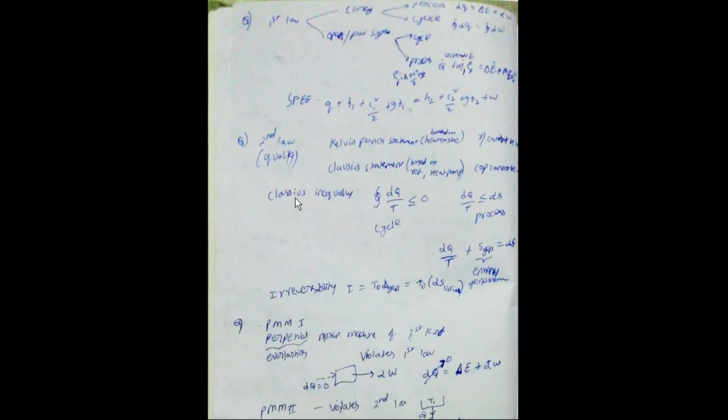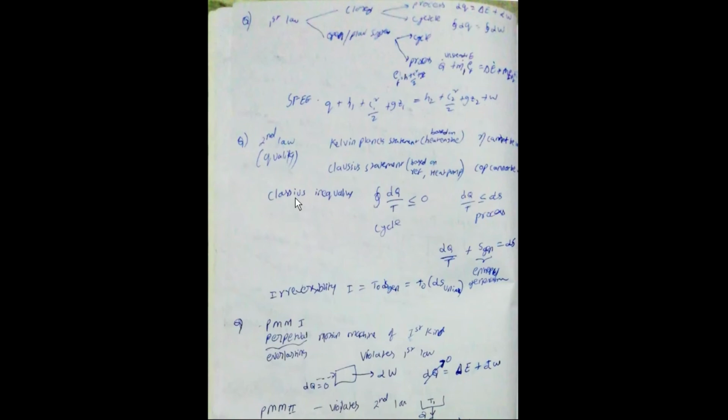Clausius inequality: cyclic integral dQ by T is less than or equal to 0 for a cycle. For a process, dQ by T is less than or equal to dS. dQ by T plus S gen is equal to dS. S gen is entropy generated. Irreversibility: I is equal to T0 into dS gen is equal to T0 into dS universe.